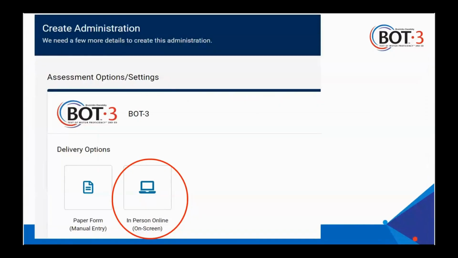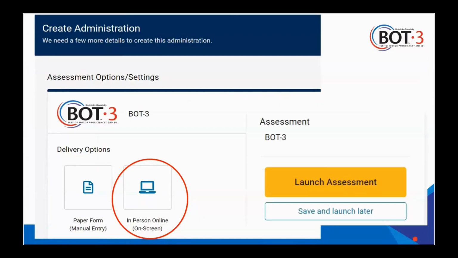Manual entry is only for use when you've already administered the test using a paper record form and you just want to use Q-global for scoring. This option was also available with the BOT-2, so it's not new. What I'm really excited to show you is the on-screen administration option, which is new for BOT-3. So let's launch the assessment and take a closer look.